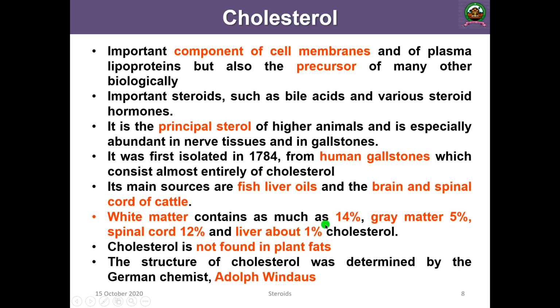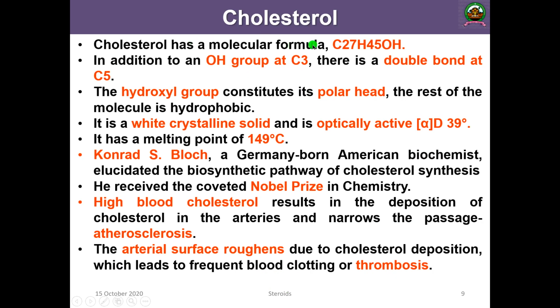The white matter contains 14%, grey matter contains 5%, spinal cord contains 21%, and liver contains approximately 1% of cholesterol. Cholesterol is not commonly found in plants, and the structure of cholesterol was determined by a German chemist known as Adolf Windaus. He is the person who studied the structure. And cholesterol, the molecular formula is C27H45OH, and in addition to the hydroxyl group at the C3 position, there is a double bond at the C5 position.